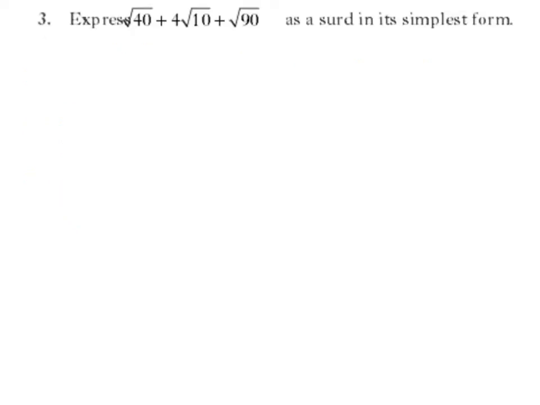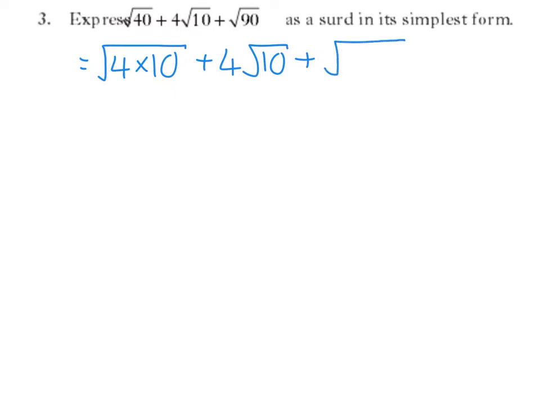Question number 3 in the non-calculator. We're asked to express root 40 plus 4 root 10 plus root 90 as a surd in its simplest form. So looking at root 40, first of all, it can be simplified as root of 4 times 10. Then we have plus 4 root 10, which can't be simplified. And then we have root 90, which can be simplified as root of 9 times 10.